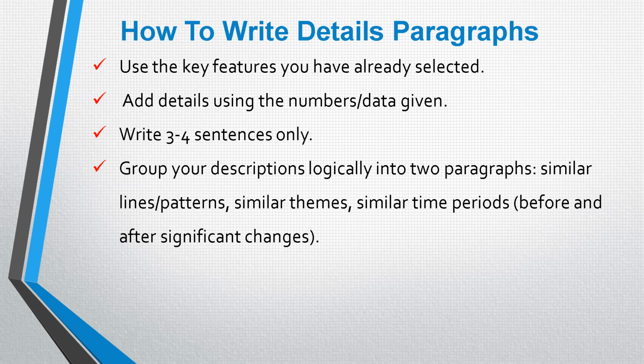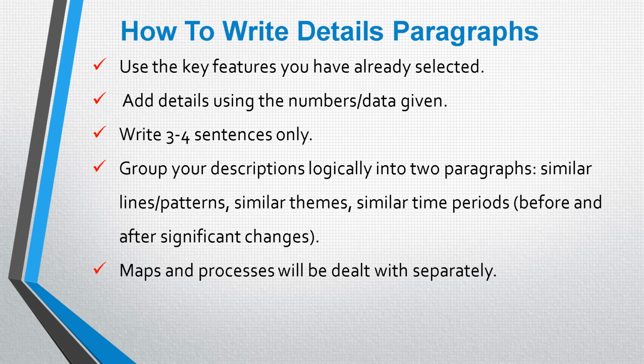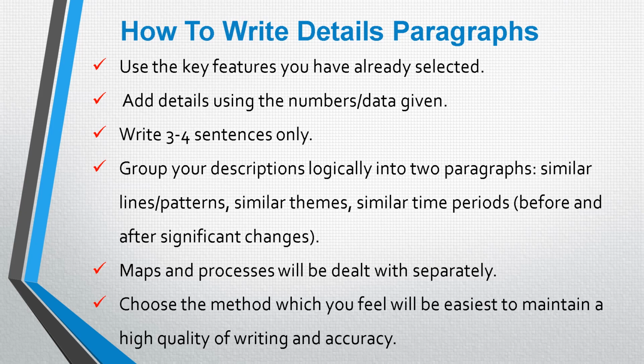And you need to choose the method or the way to categorize the data that you feel will be easiest to maintain a high quality of writing and accuracy. So there are sometimes more than one way to group the data you're given, and you're going to choose the way you think will be easiest for you to write in a quality fashion and with accuracy. This example, the line graph, was quite a simple one to give you the idea of how to do it. Future examples will become increasingly more difficult.